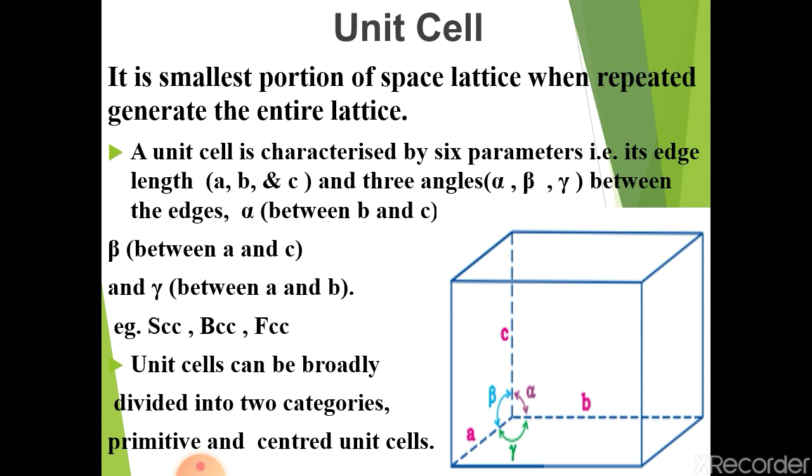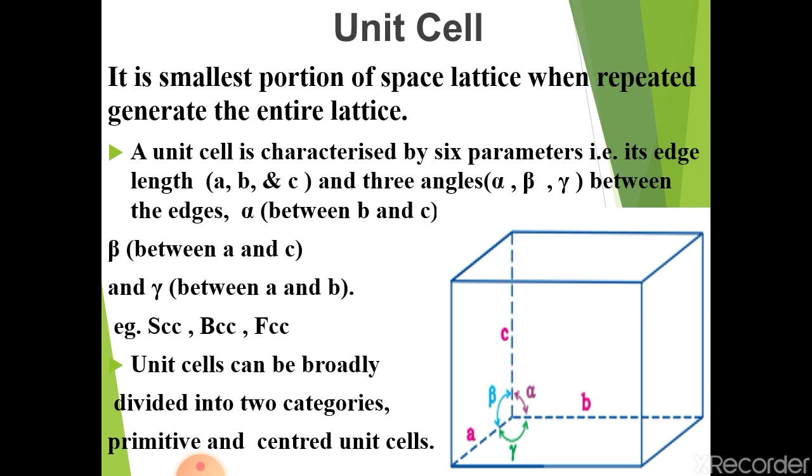Now we have to focus on unit cell. Just like our body is made up of cells, which are also units, a crystal also contains a single unit, that is known as unit cell. It is the smallest portion of space lattice or crystal lattice, which when repeated generates the entire lattice.